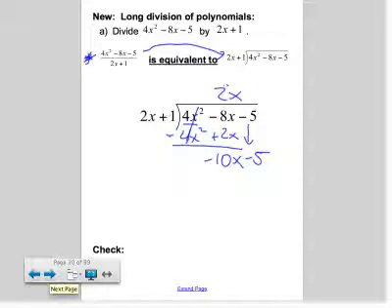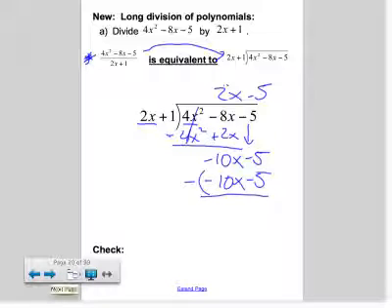Okay, and now you're still looking at, okay, I have 2x and negative 10x. 2x goes into negative 10x negative 5 times. So negative 5 times 2x is negative 10x. Negative 5 times positive 1 is negative 5. When I subtract this, I get negative 10x minus negative 10x, so that's going to be 0. Negative 5 minus negative 5 is 0. So my remainder is 0. So this is my solution.